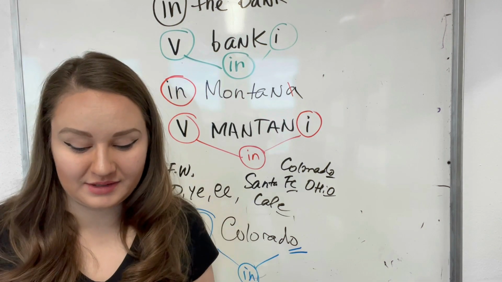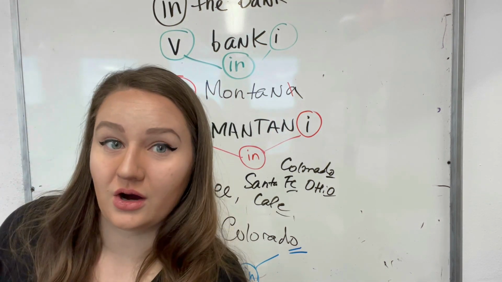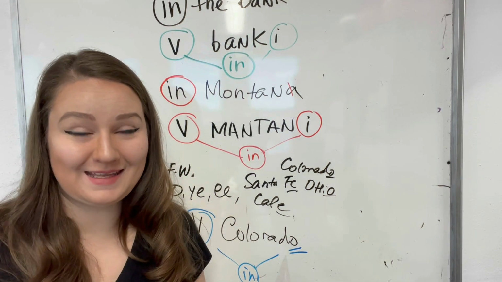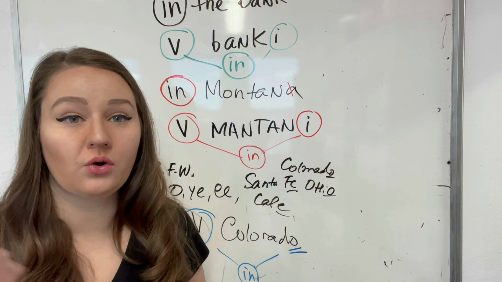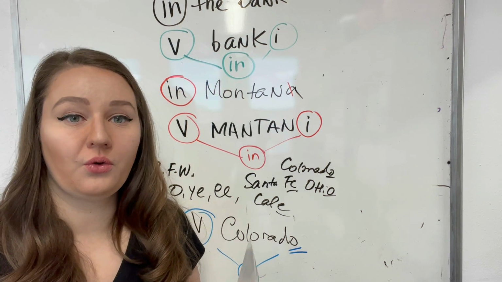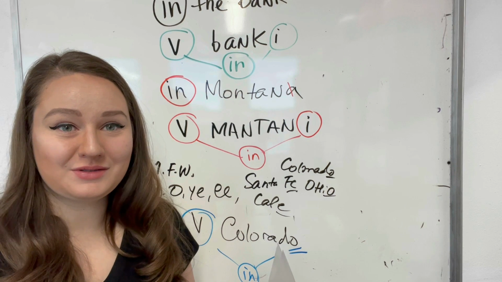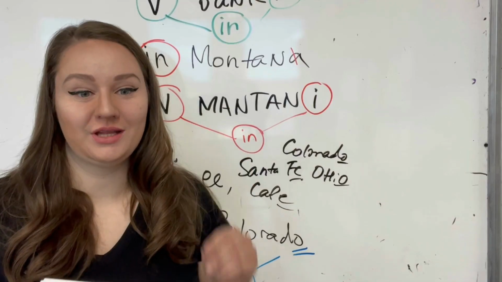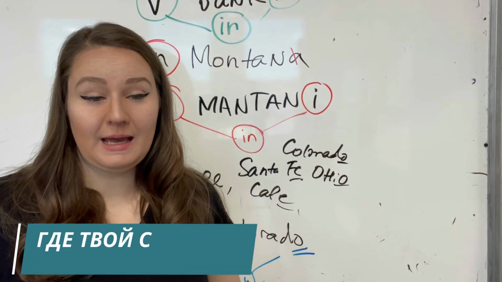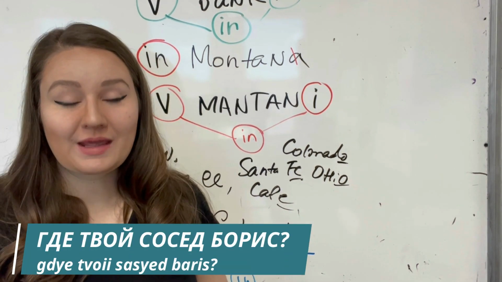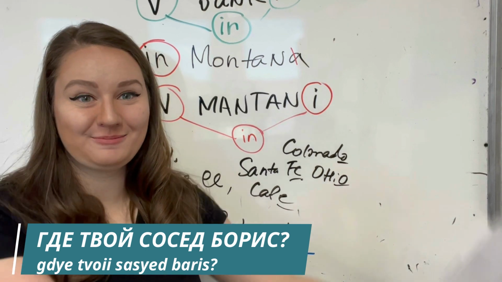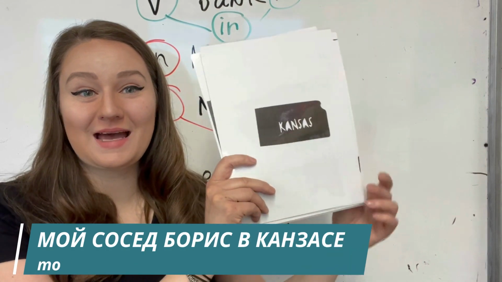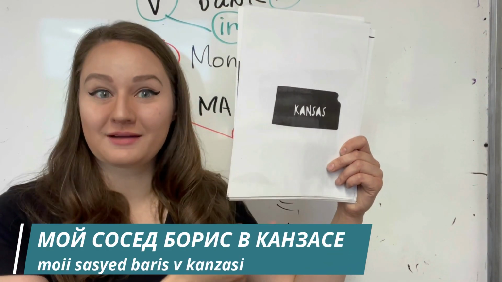Now let's practice. Go back to that card with your friends and relatives, and I'm going to show you a state, and I will ask you, where is your cousin or where is your brother? And you would tell me, my brother is in this state. We're going to build longer sentences. Question number 1. Где твой сосед Борис? And the answer is мой сосед Борис в Канзасе.